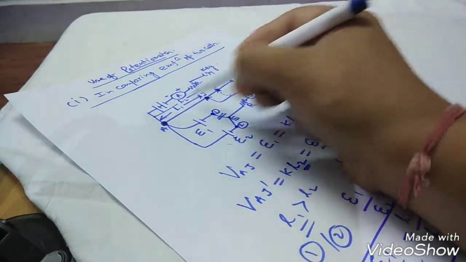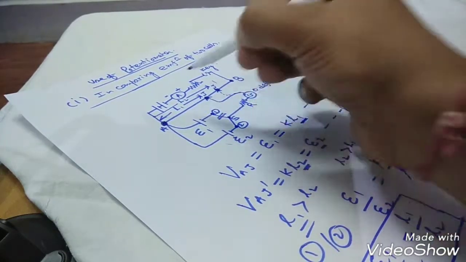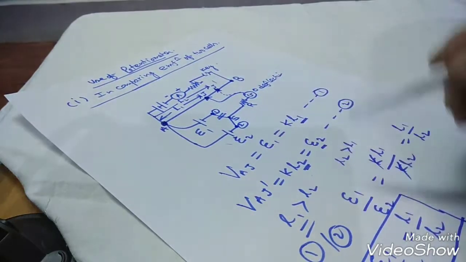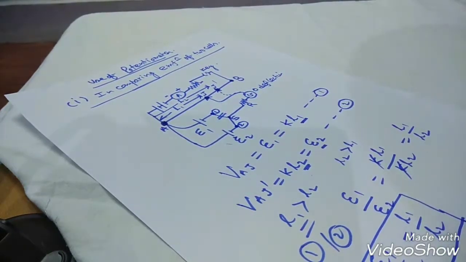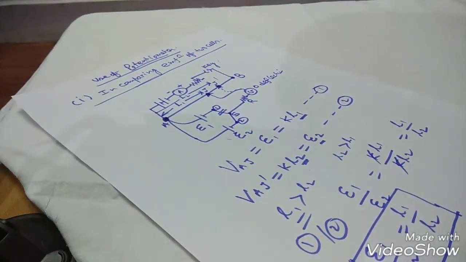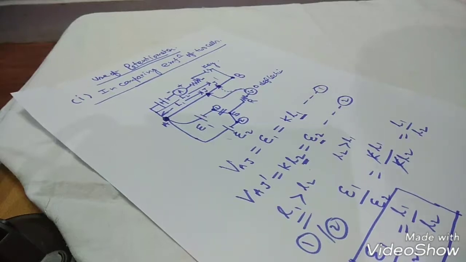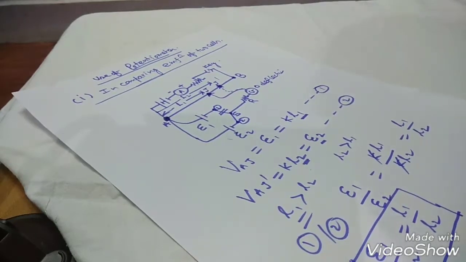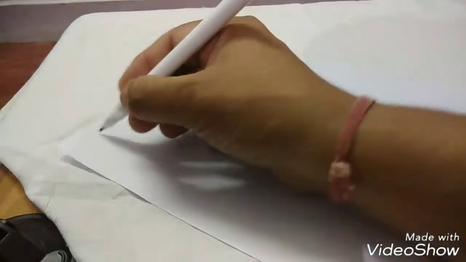E2 is equal to VAJ dash, E1 is equal to VAJ, and comparing these two, we will get E1 by E2 is equal to L1 by L2. So this is the way to compare EMFs of two cells. Another important application of the potentiometer is to measure internal resistance.